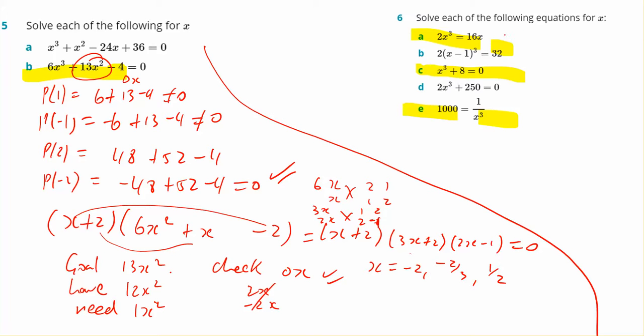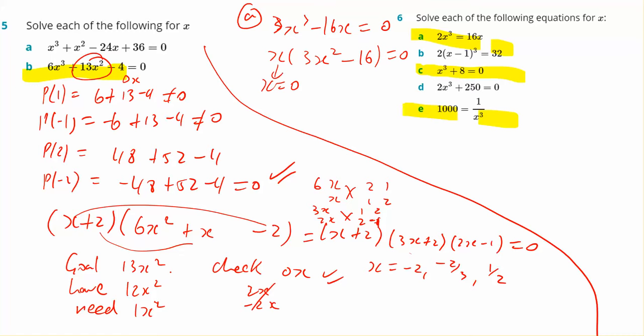So I'm just going to move for A, I'll do it over here. I'm just going to move the 16x over to the left-hand side. Factorize it. So I can take an x out. So we've got x times 3x squared minus 16 equals 0. So either x equals 0, which is from here, or 3x squared minus 16 equals 0. So solve 3x squared minus 16 equals 0.